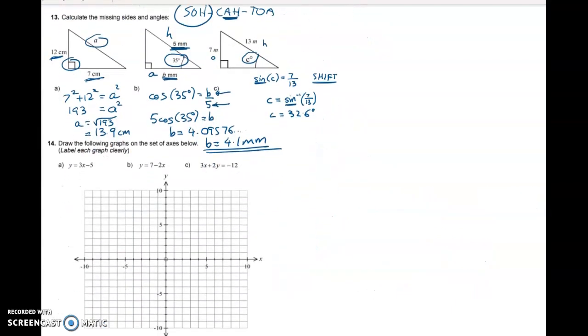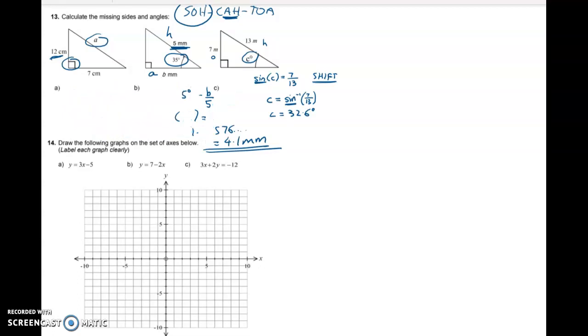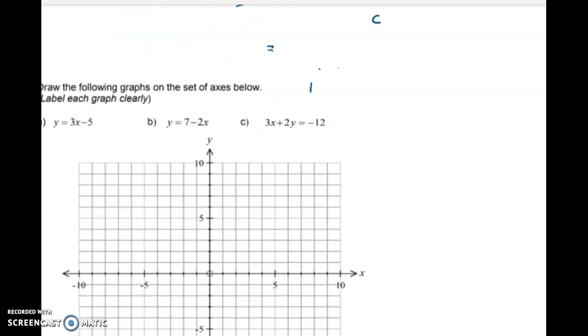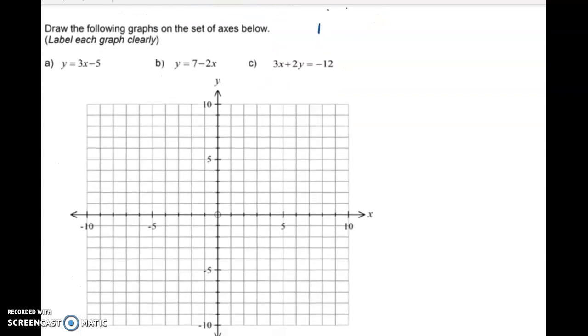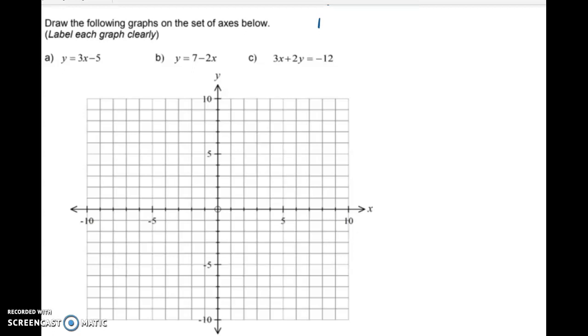Where are we? Oh, we're nearly finished. We're on to question 14. So question 14 is just a little bit of work on how to draw linear graphs. And you'll see that we've got 3 graphs to draw. The first one is in the format that we're used to, and the second needs a little bit of thinking. So whenever we draw a graph, we like it if it's written in the form y equals mx plus c.